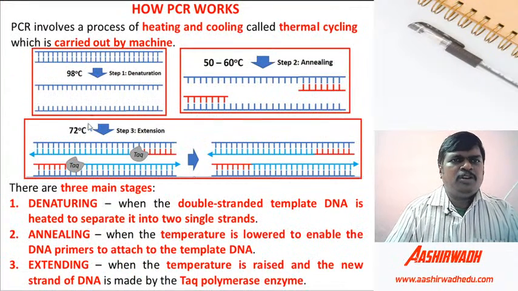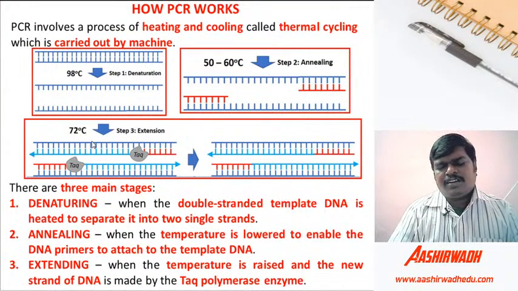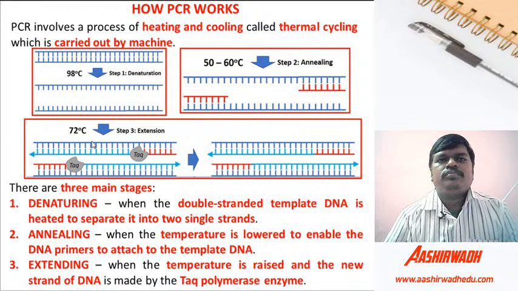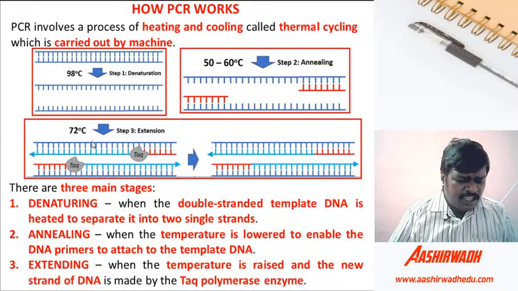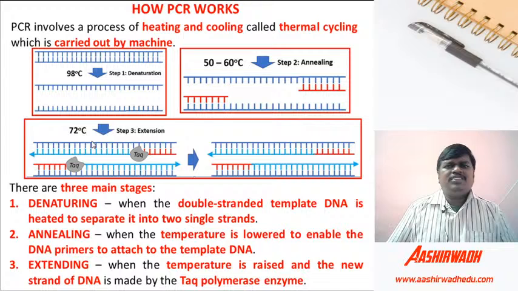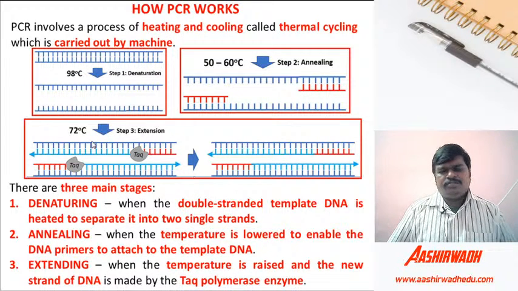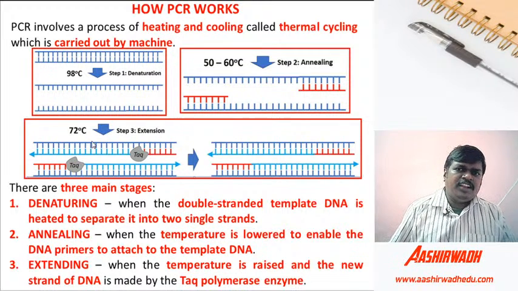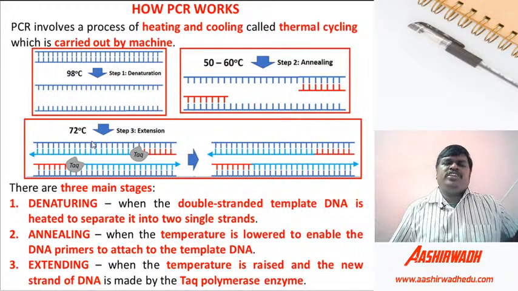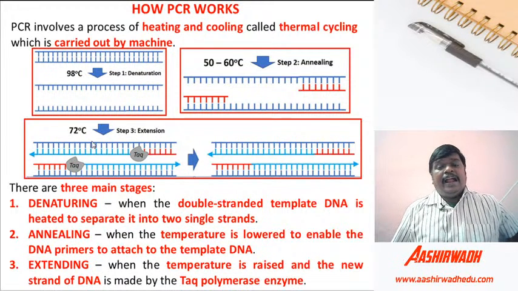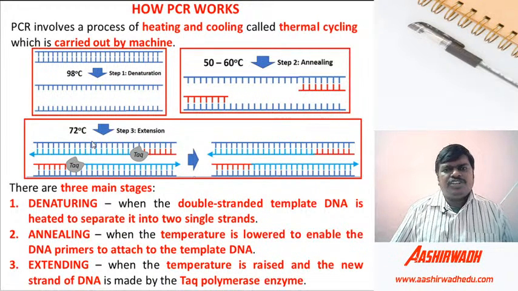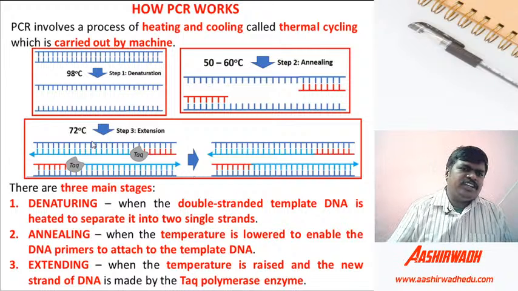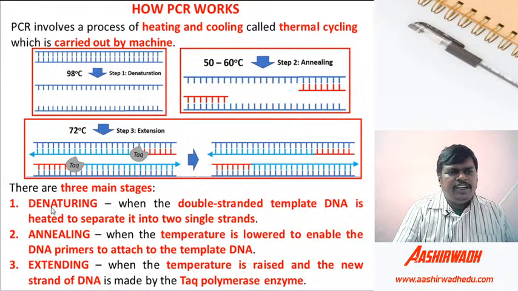First, let me explain how the PCR works. As I mentioned earlier, the PCR works on thermal cycles, a heating and cooling process. The whole process is done in a machine. And I mentioned there are 3 main stages: denaturation, annealing, extending. First, let me explain the denaturation process.